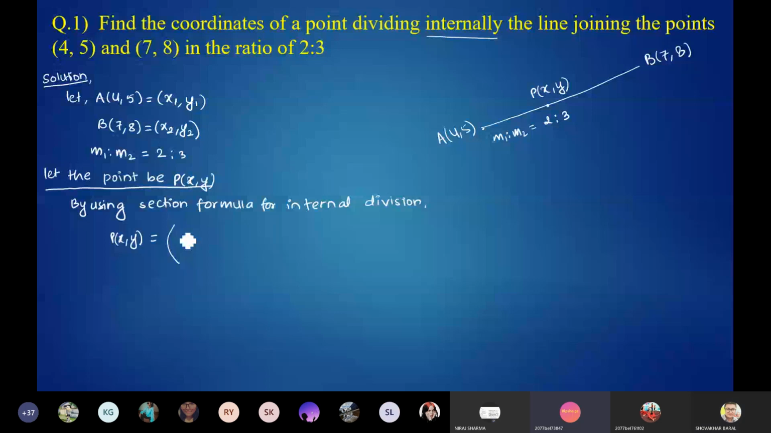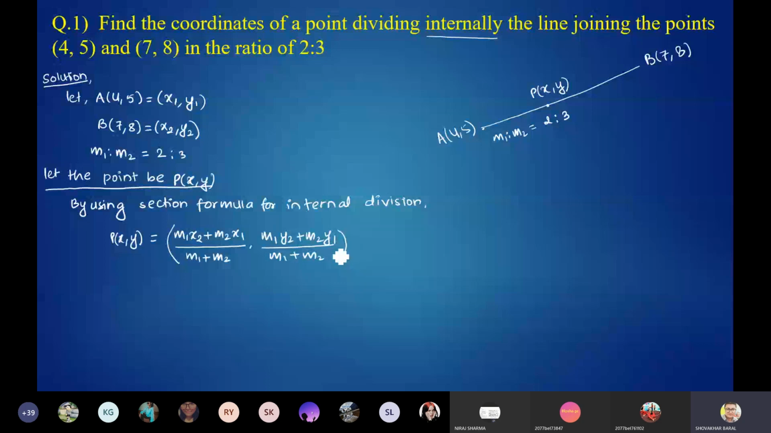M1 x2 plus M2 x1 by M1 plus M2, comma M1 y2 plus M2 y1 by M1 plus M2. Okay, very good. So M1 x2 plus M2 x1 divided by M1 plus M2, comma M1 y2 plus M2 y1 divided by M1 plus M2. Those who have not made the note, please see it in the file section. I'll upload the file today. You can make the note from there.